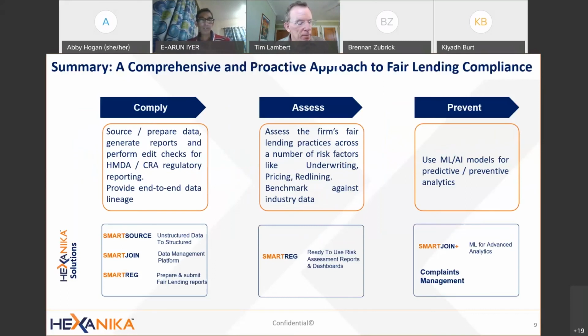What we intend for the future, if we were to crystal gaze, along with our core platform, which allows the bank to comply with the process right from getting data till submission, with our dashboards, which allow them to assess their fair lending risks on various parameters like underwriting, pricing, redlining, marketing, and so forth. We want to add this additional dimension of machine learning and artificial intelligence to be able to do predictive modeling and potentially prevent fair lending risks from occurring. So that's our vision: take a holistic view of fair lending risks, right from compliance till prevention, and that's the summary of what we intend to bring to the market.